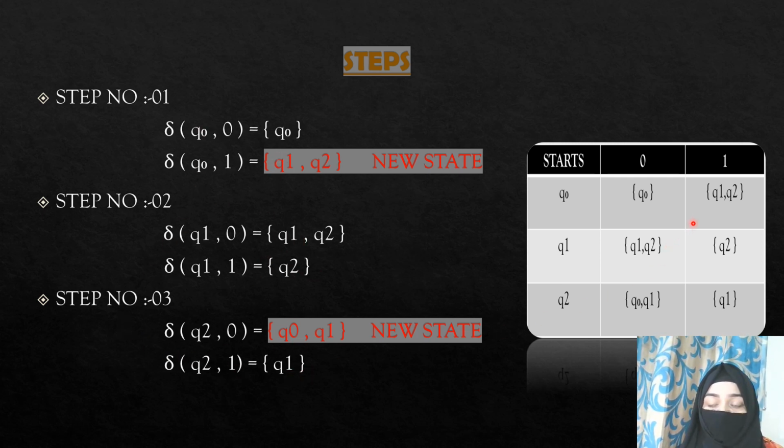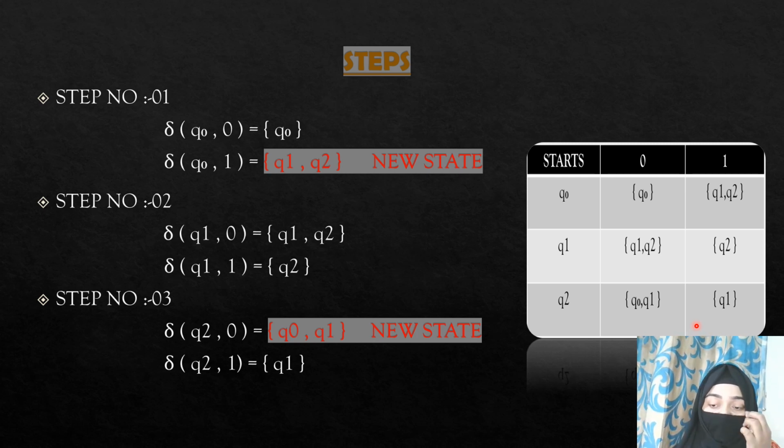So we have two repeating states, Q1 and Q2, but we will consider only one. The first one we have considered as a new state, the second we are not going to consider as a new state, as previously we have considered it as one. So in step 3, Q2 with respect to 0, what we got is Q0 and Q1. Q2 with respect to 1, what we have got is Q1.